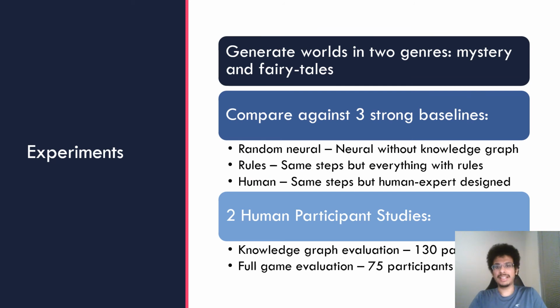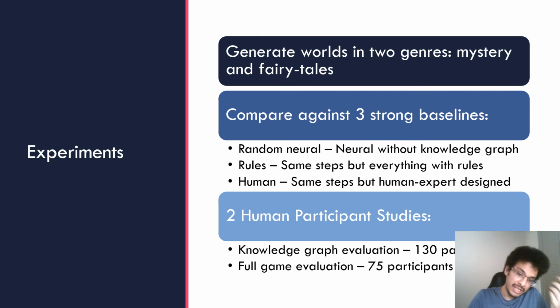Okay, so how are we evaluating this? We generate worlds in two different genres, mysteries and fairy tales, and we compare against three strong baselines. The first baseline is random neural. This is basically the same process, but without any underlying knowledge graph structure. It's just text generation models running rampant. The second is once again the same steps, but everything is rule-based. So both knowledge graph construction and description generation are rule-based. And the third is once again the same steps, but both of these steps are now done by an expert human.